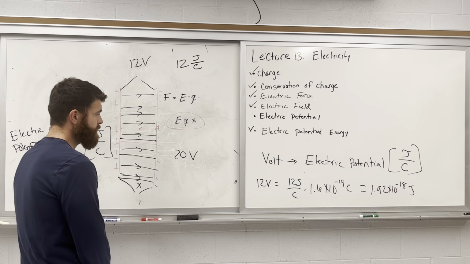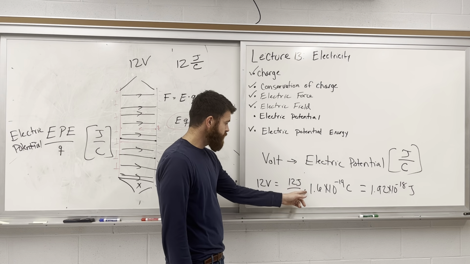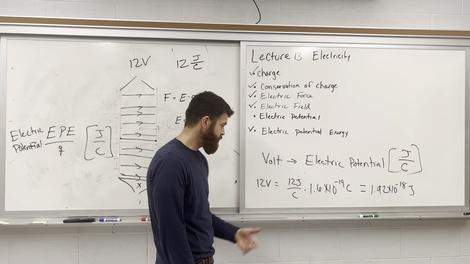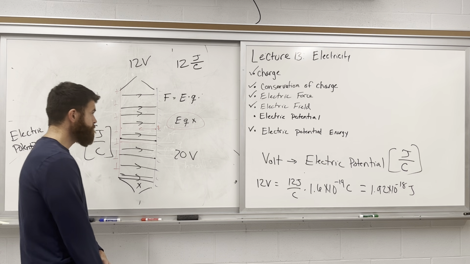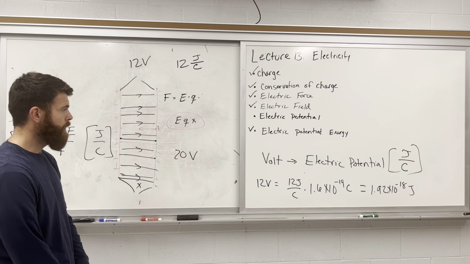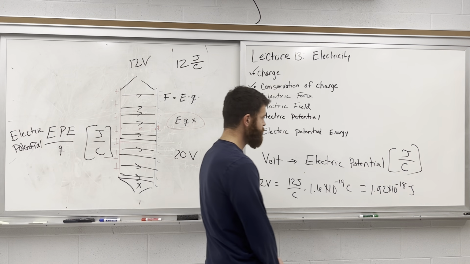You can think about it this way: you can give a single charge more energy, or you can give the same amount of energy to more charge. You can move more charge, give more charge, the same amount of energy. So that is electric potential, voltage. It's volts, joules per coulomb.